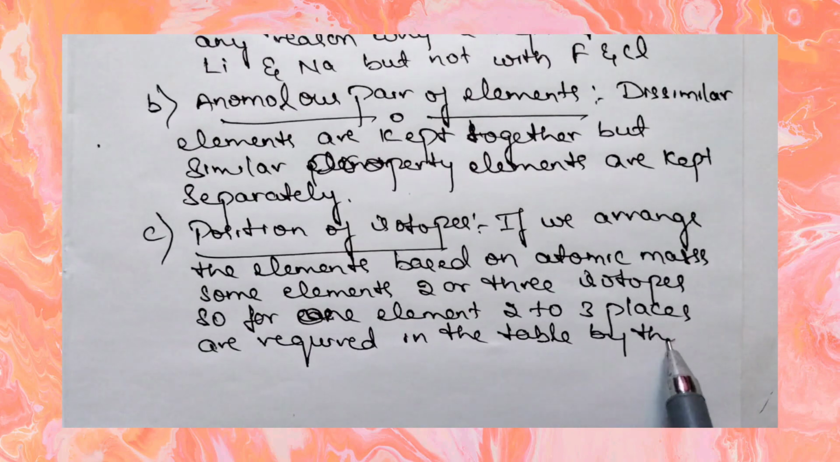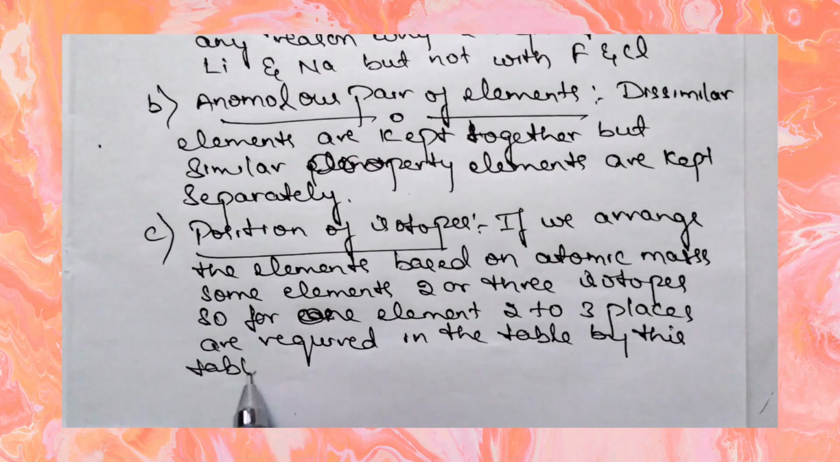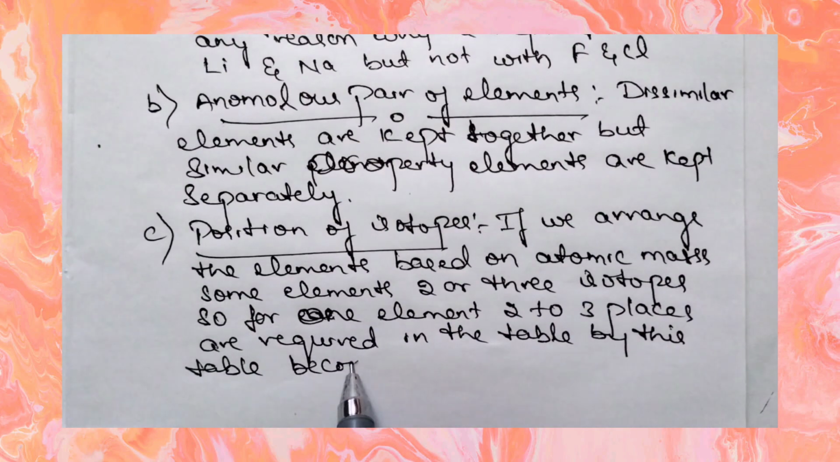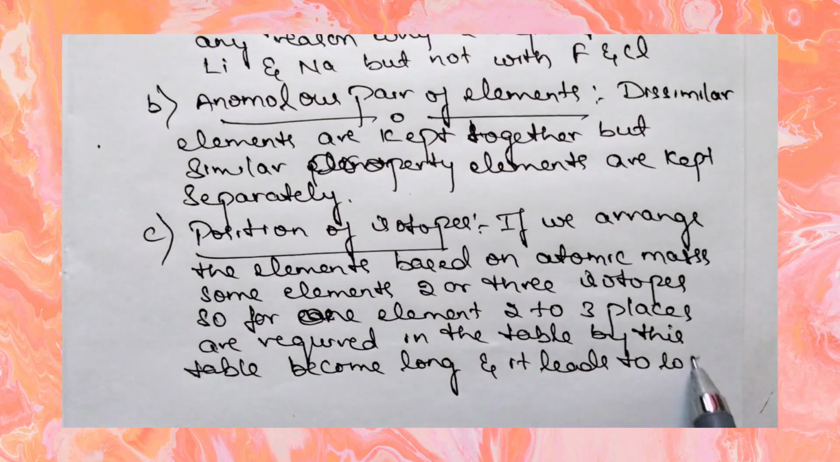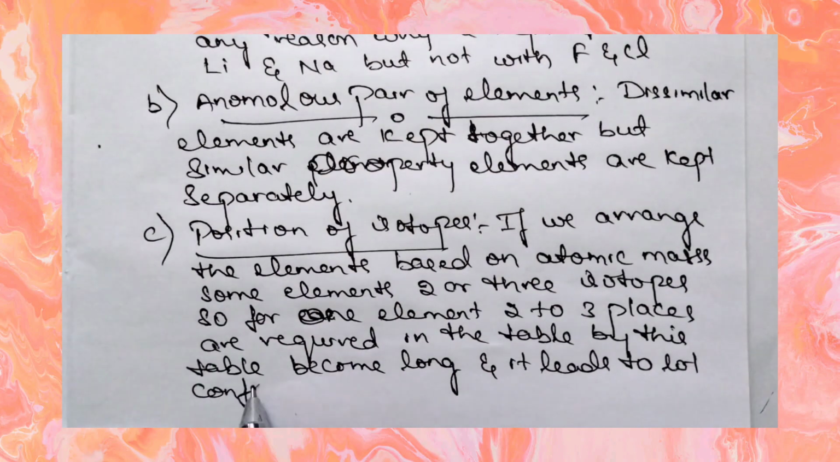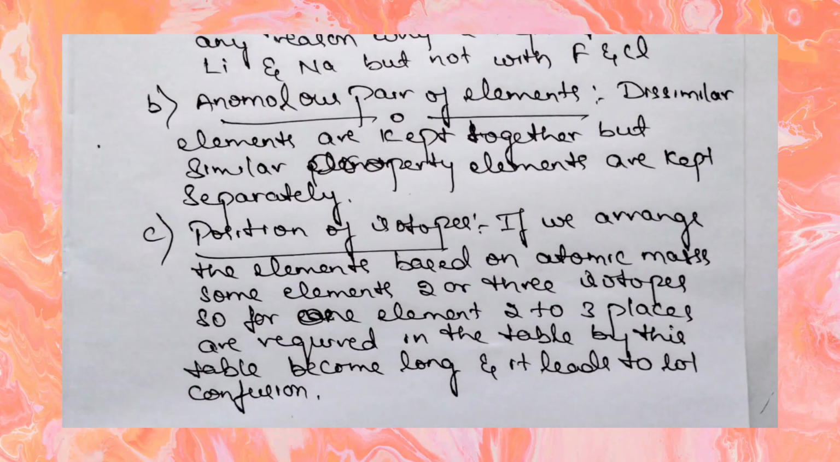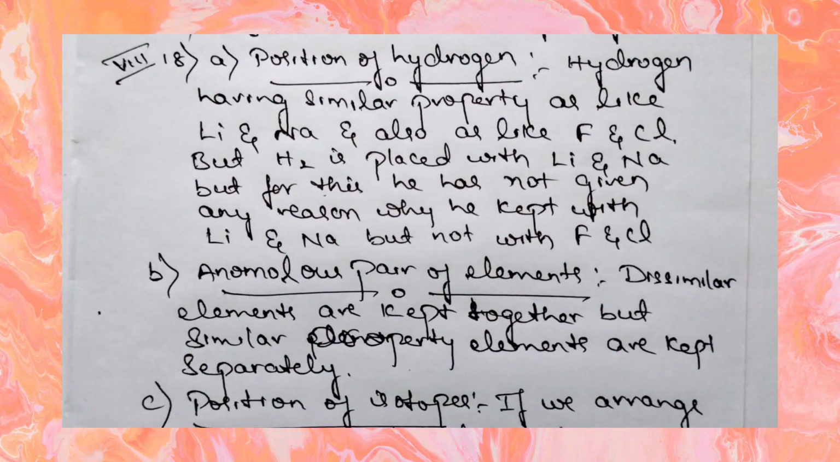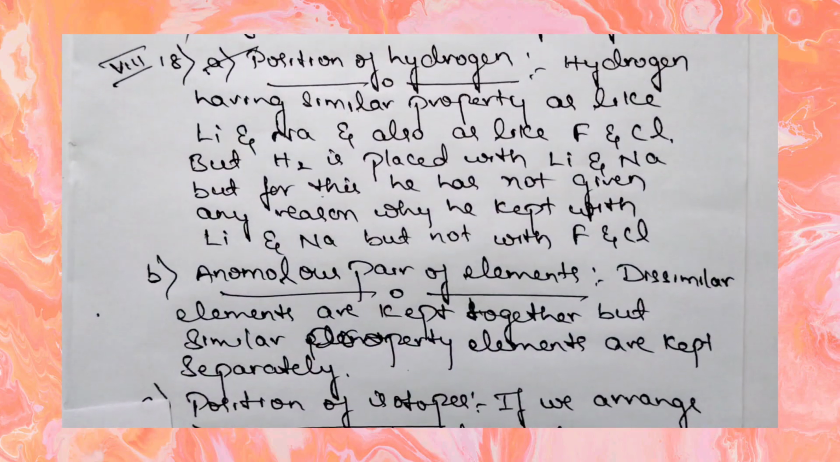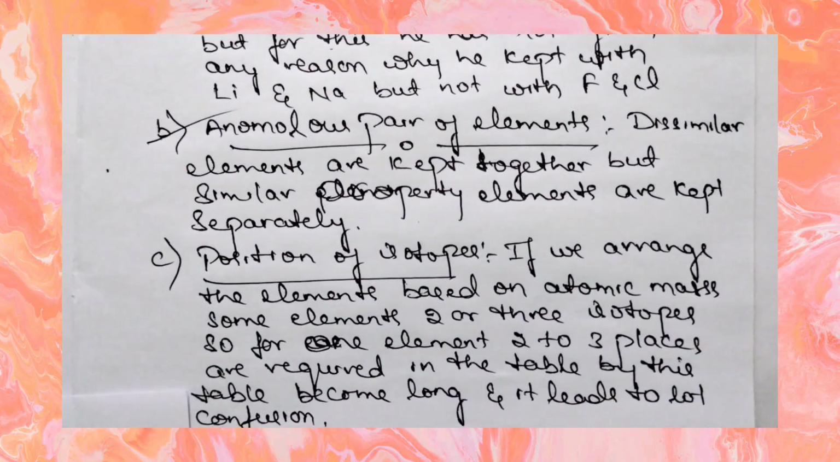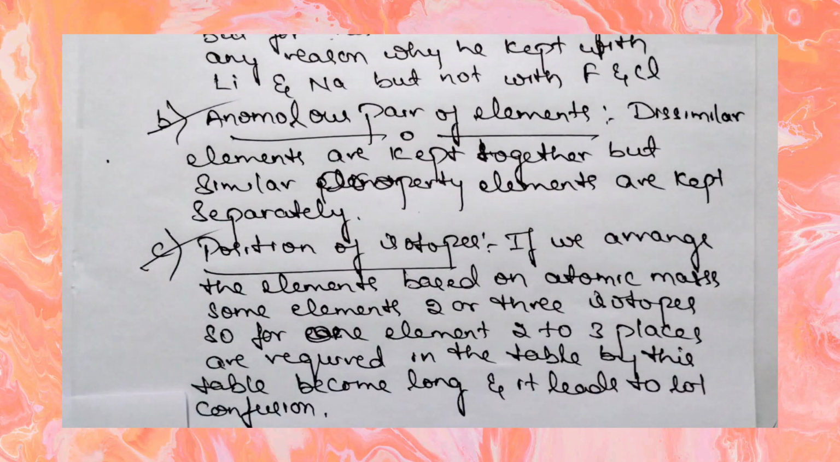By this, the periodic table becomes long, and it leads to a lot of confusion. So these are the 3 things you have to write. The key points you have to keep in your mind are position of hydrogen, anomalous pair of elements, and position of isotopes. These are the 3 key points you have to keep in mind regarding this one.